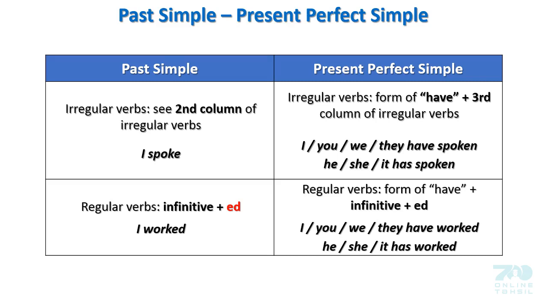Example: I, you, we, they have spoken. He, she, it has spoken. Regular verbs: form of have plus the infinitive plus ed. Example: I, you, we, they have worked. He, she, it has worked.